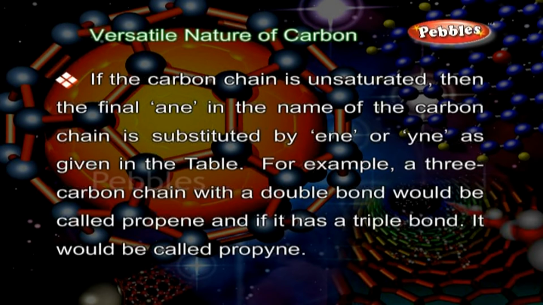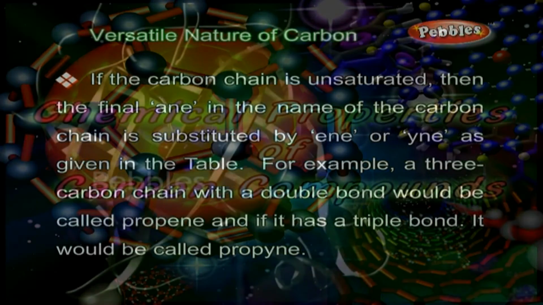If the carbon chain is unsaturated, then the final ane in the name of the carbon chain is substituted by ENE or YNE as given in the table. For example, a 3-carbon chain with a double bond would be called propene, and if it has a triple bond, it would be called propyne.